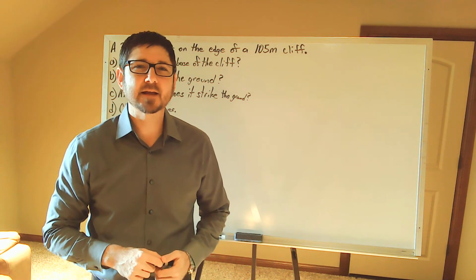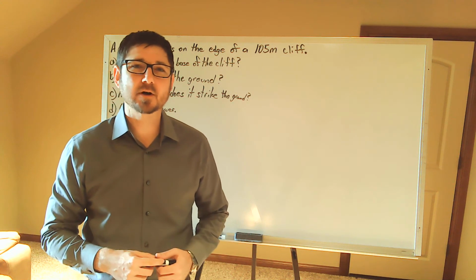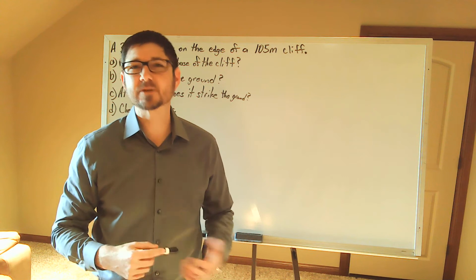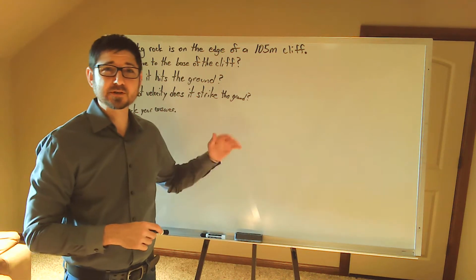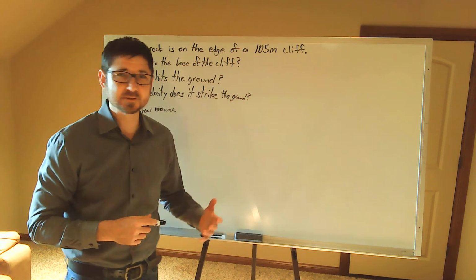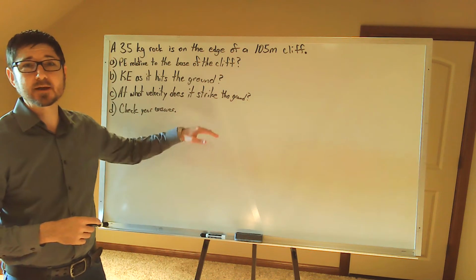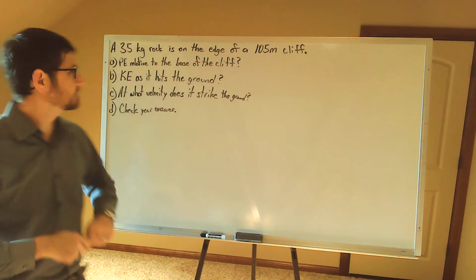I have uploaded an additional practice problem, and we are going to use the law of conservation of energy to help us solve this problem. So I'm going to read the problem to you. We're going to generate a column of knowns and unknowns. We're going to draw a simple picture, and then I'm going to help you with the 4 parts to the problem. So let's go ahead and get started.